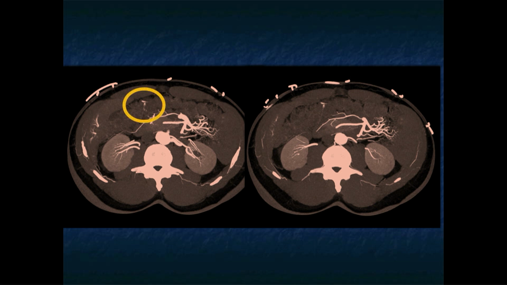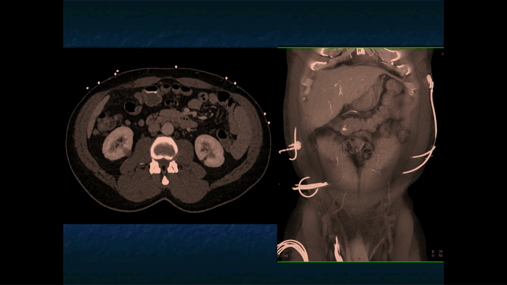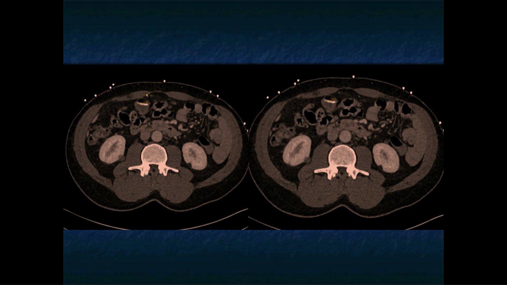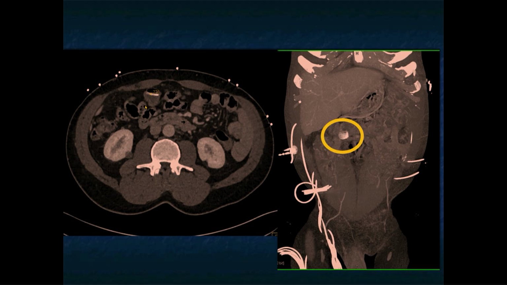You can see it maybe a little bit better. There's a little feeding vessel. But when you go to venous, look how much more obvious it is here. And you can see it on the coronal. And again, there it is very nicely shown. So yes, it is on the arterial, but I will tell you I probably would have missed it arterial only. On venous, it becomes very obvious.